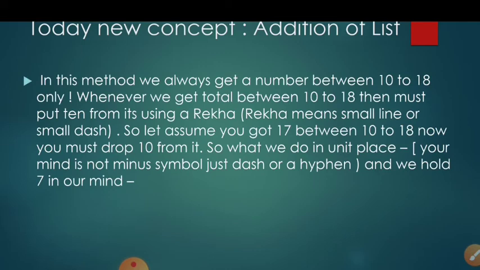In this method, we always get a new number between 10 and 18. Wherever you get a total between 10 and 18, you must drop the ten from it using a rekha. Rekha means a small line or a small dash. Let's assume you got 17, between 10 and 18. Now separate 10 and 7, meaning 10 plus 7 equals 17.